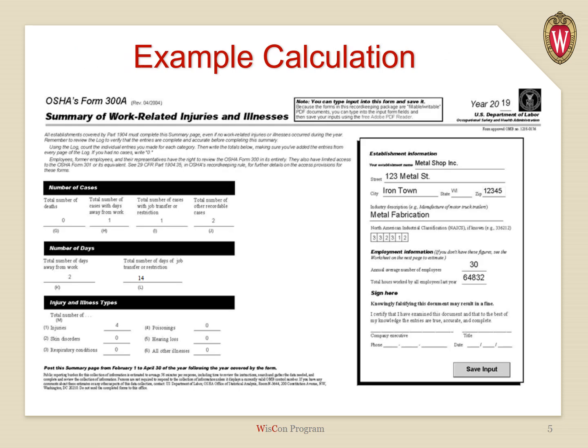Now for an example. Let's say I own a metal fabrication shop. I have 30 employees who worked 64,823 hours last year. Also last year, we had one recordable injury resulting in 2 days away from work, another recordable injury resulting in a job restriction for 2 weeks, and 2 other recordable cases. Column H is equal to 1, column I is equal to 1, and column J is equal to 2.